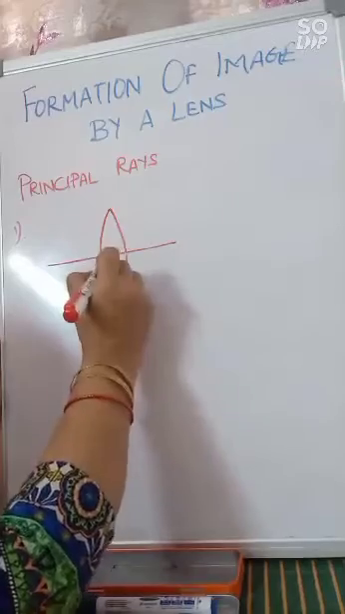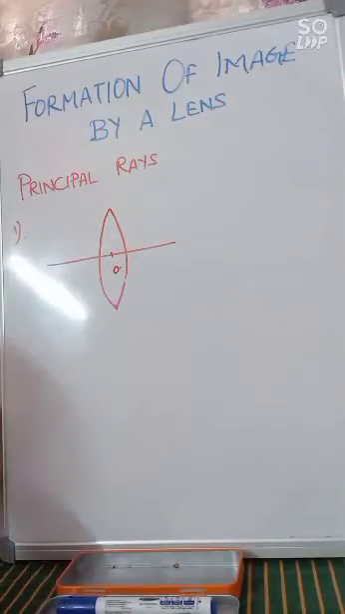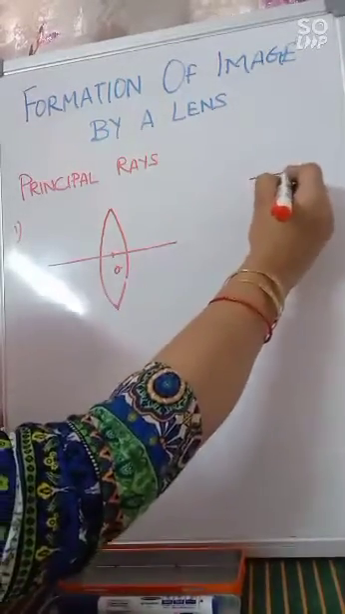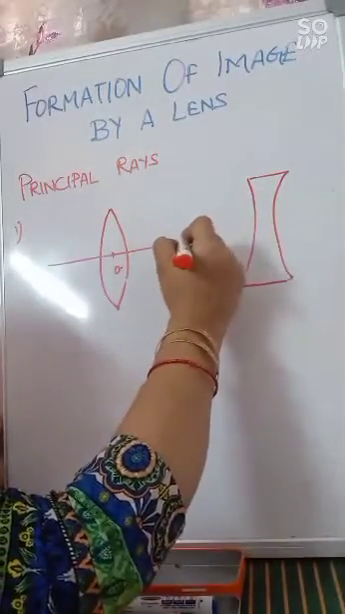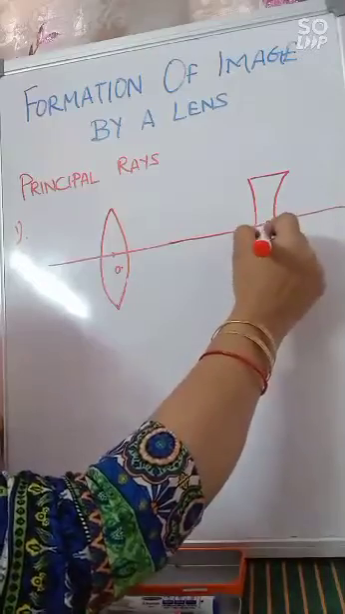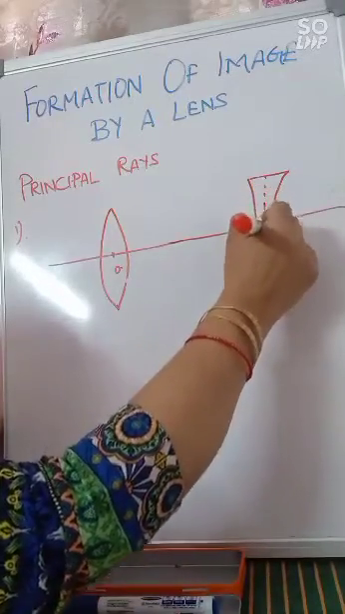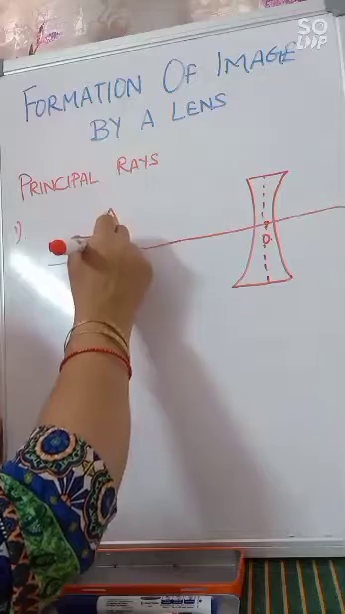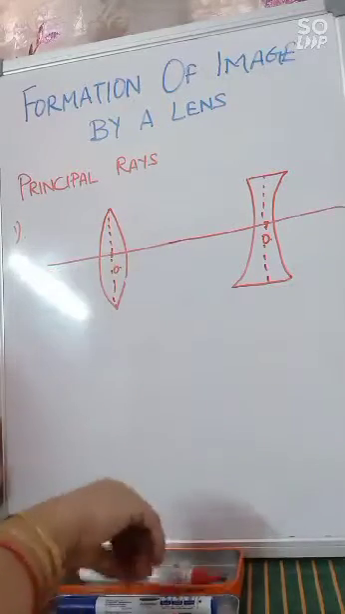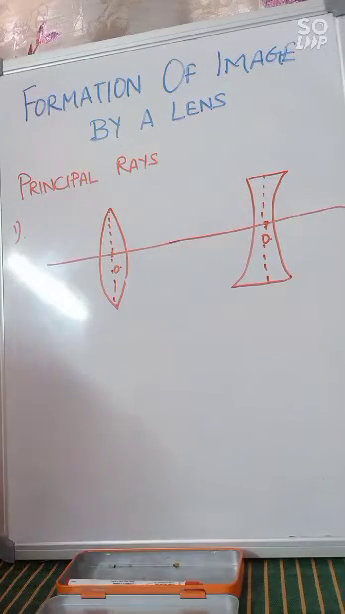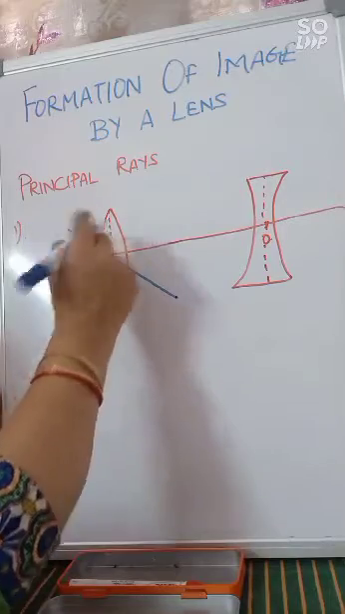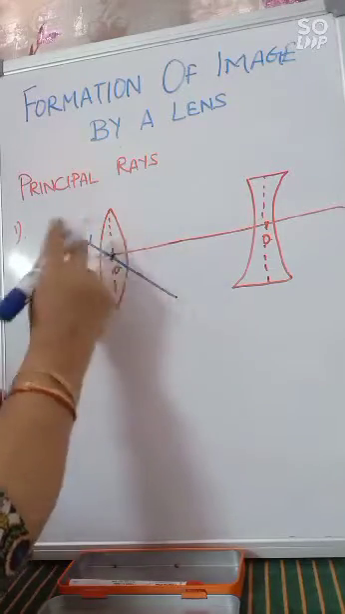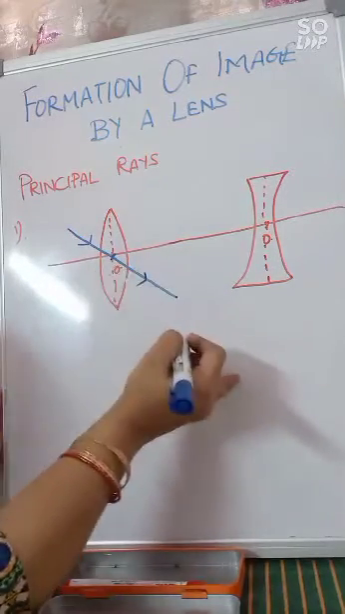this is your convex lens, this is your optical center, right? And in the same way for your concave lens, this is your concave lens. I can extend it, this is the principal axis, and this is the optical center. So what was there? A ray passing through optical center, after refraction, passes undeviated. This is a ray passing through optical center. After refraction, it will pass undeviated.